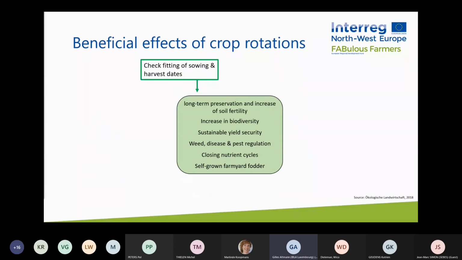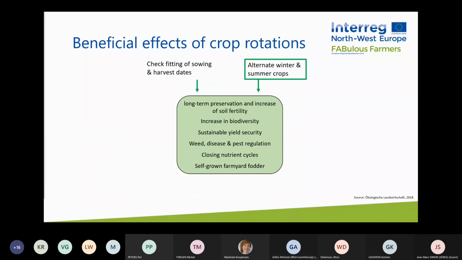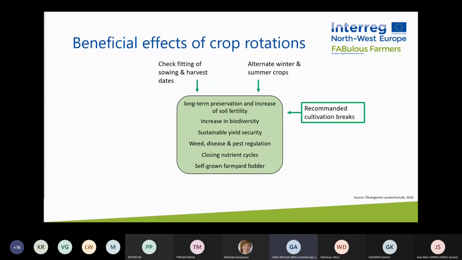Well, if we talk about crop rotations and their beneficial effects, there are some rules that have to be followed when planning and implementing crop rotations. The first point, of course, is that sowing and harvest days have to fit together when we choose crops. The second point is that winter and summer annuals should be alternated regularly, and I will go into detail later on. Then recommended breaks for the cultivation of one crop on the same field should be followed, of course.